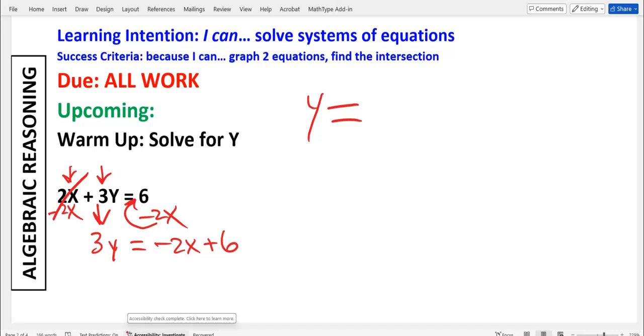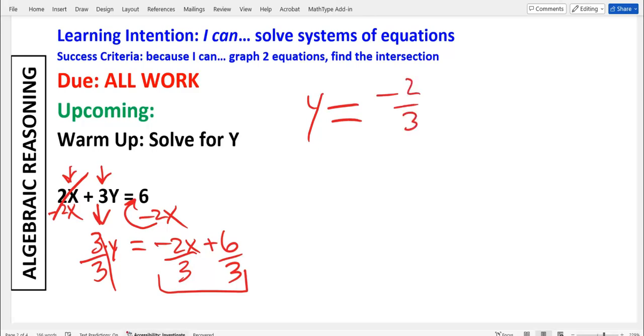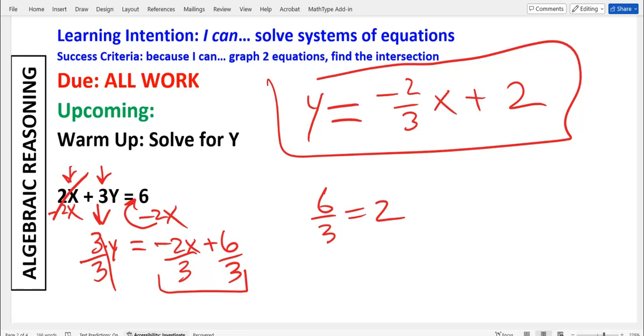Now, how do I get rid of that 3? There's like an invisible multiplying right here. So what's the opposite of multiplying? Divide by 3. And guess what? Everything gets divided by 3. And now my final answer, my y equals, is this: negative 2 over 3 x plus 6 over 3, which if you type it into Desmos, it'll tell you is 2. That's your final answer. Make sure you write that down.